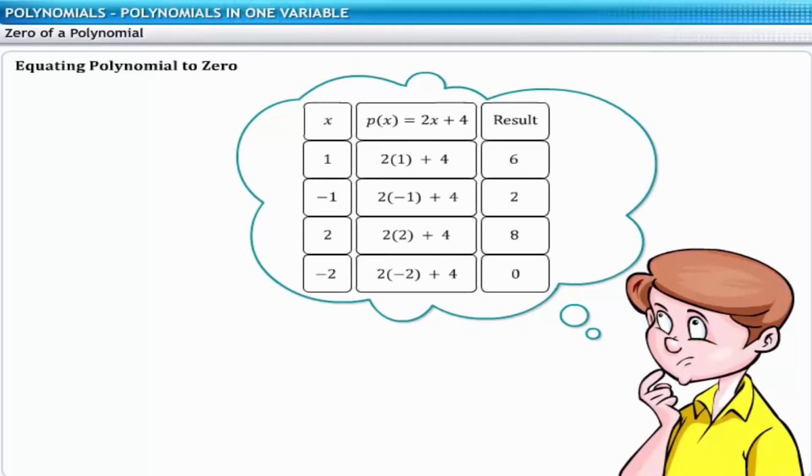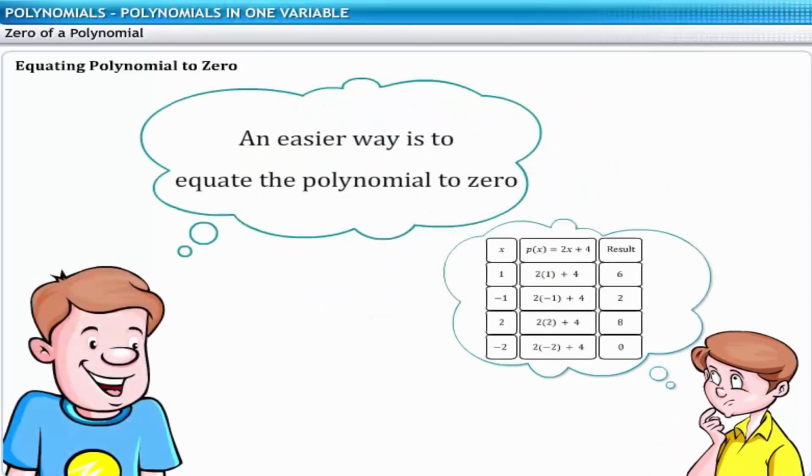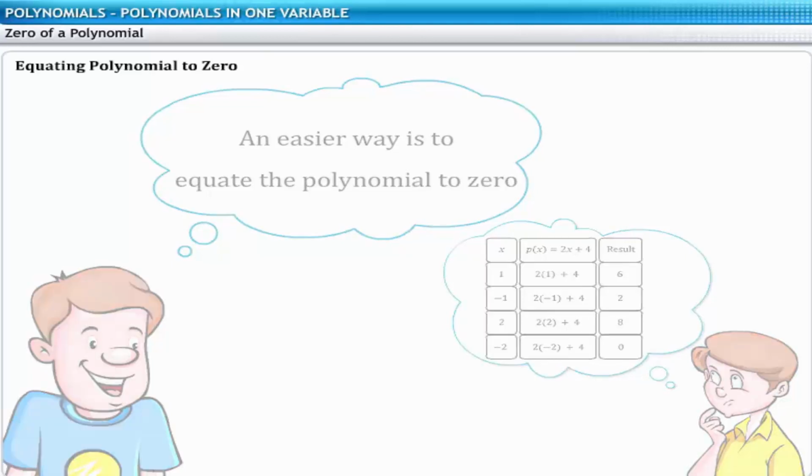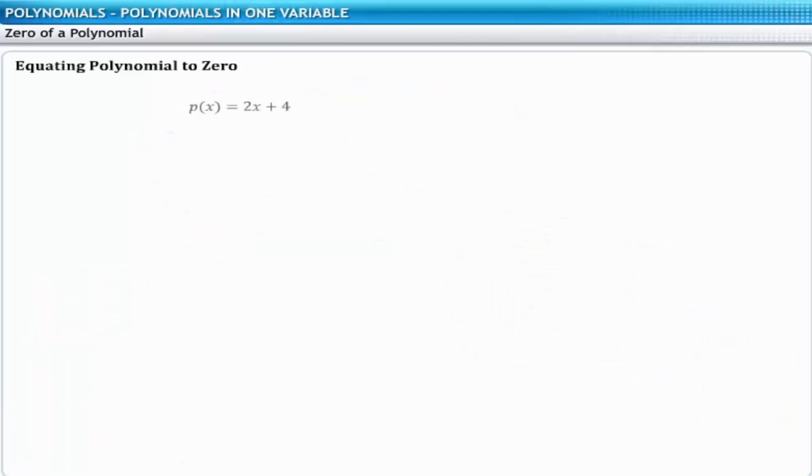An easier way to determine the zero of a polynomial is by using the other method, that is, equating the polynomial to 0. In this method, you can find the zero of the polynomial P of x is equal to 2x plus 4 by taking x as the subject. Thus, P of x is equal to 2x plus 4. P of x is equal to 0. Thus, the value of the polynomial 2x plus 4 is equal to 0.